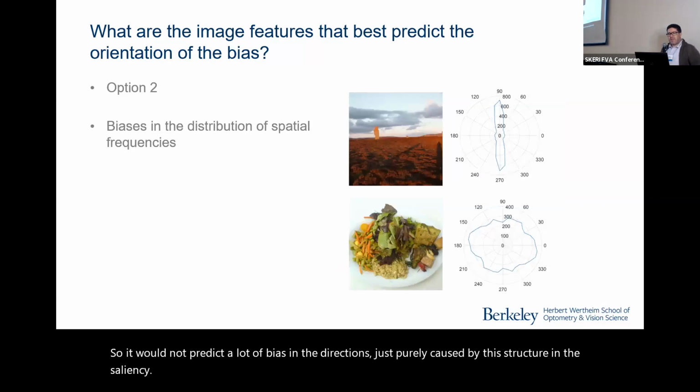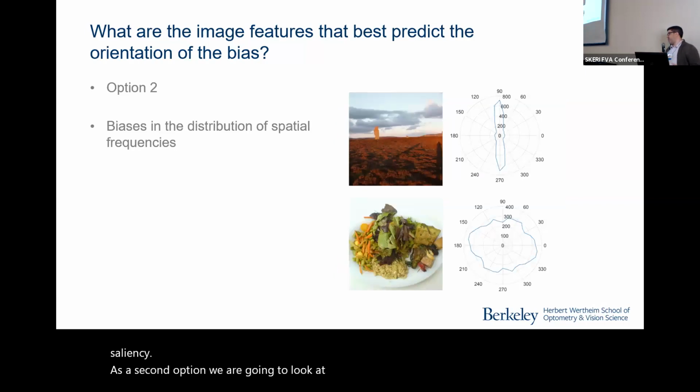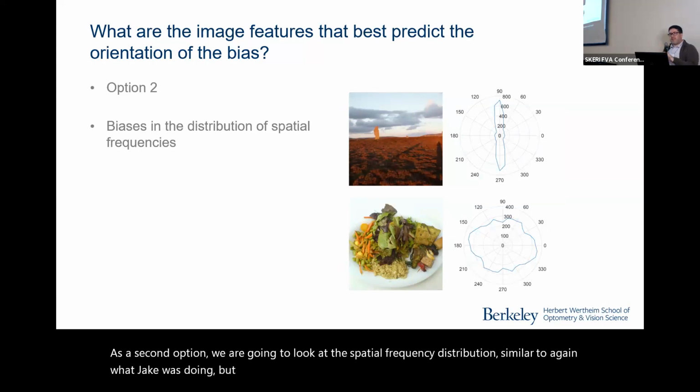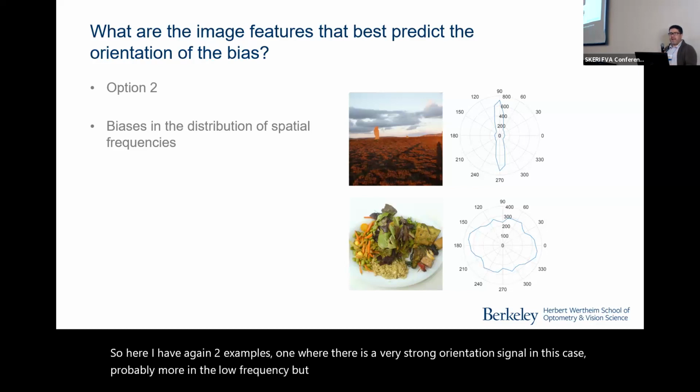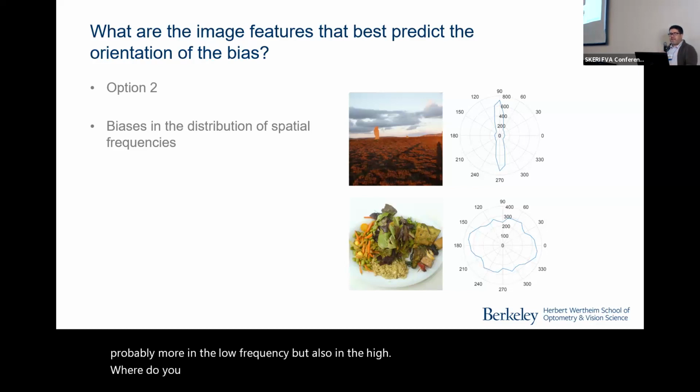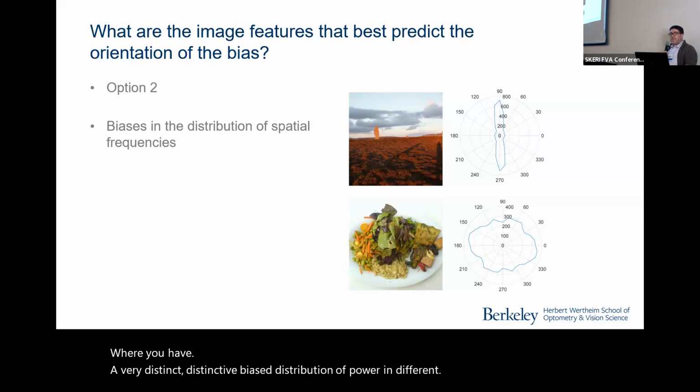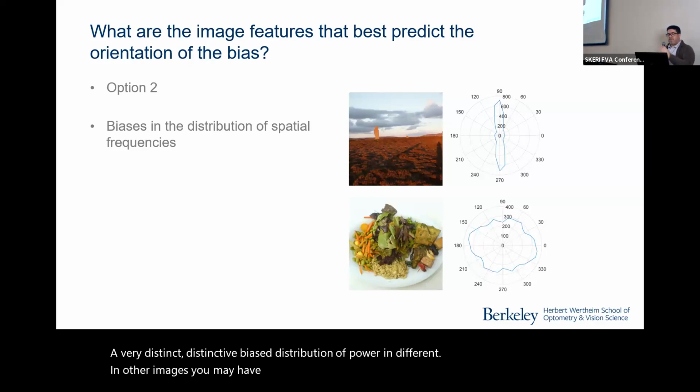As a second option, we are going to look at the spatial frequency distribution, similar to, again, what Jake was doing. But in this case, we're going to focus on the power of the spectrum in different orientations. So here I have, again, 2 examples. One where there is a very strong orientation signal, in this case, probably more in the low frequency, but also in the high, where you have a very distinctive biased distribution of power. In other images, you may have a more uniform power in all directions.